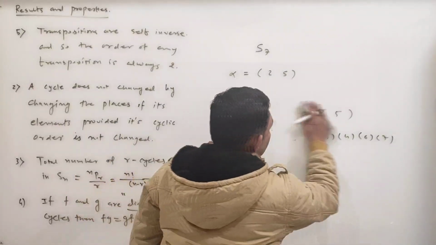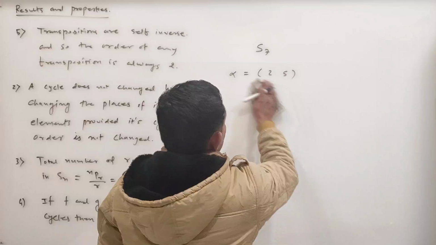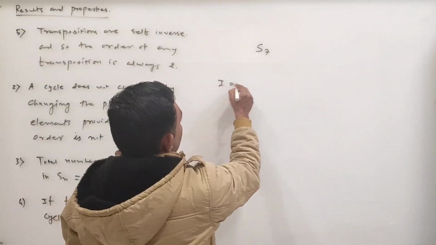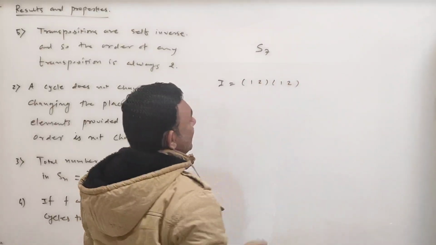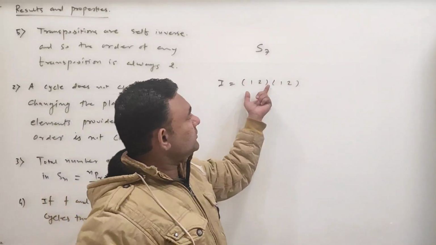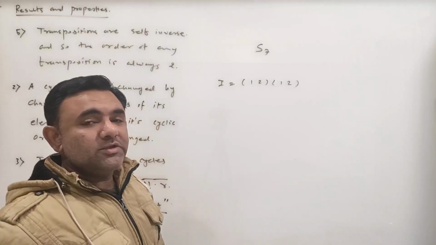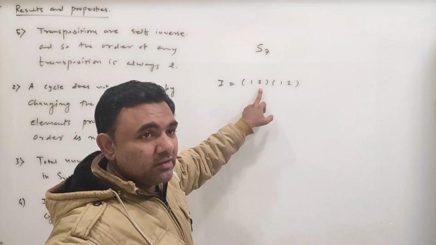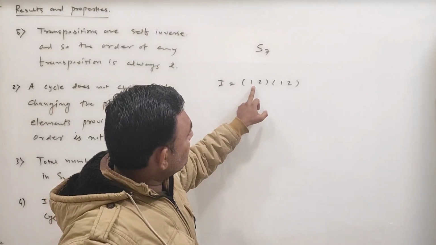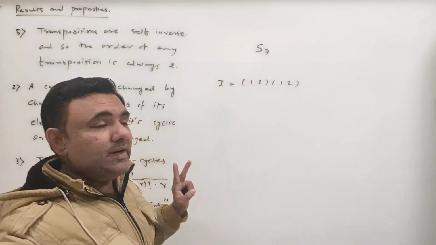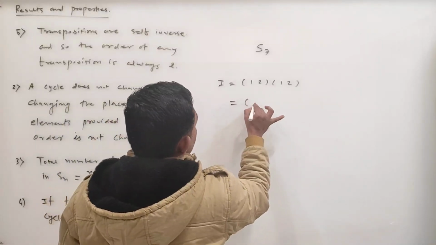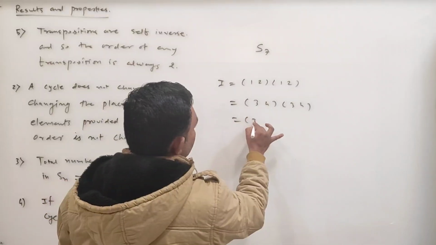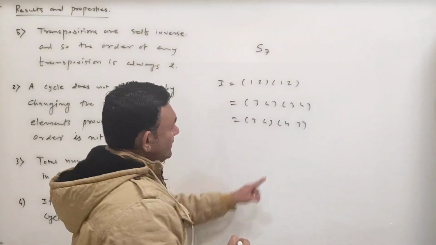Suppose I want to write identity in S7, then I can write in this way also: 1 2 1 2. This is my identity because it is a transposition. Product of transposition with itself will give me the identity. I can write in this way also 3 4 3 4. I can write it in this way 3 4 and 4 3. You write 3 4 or 4 3.